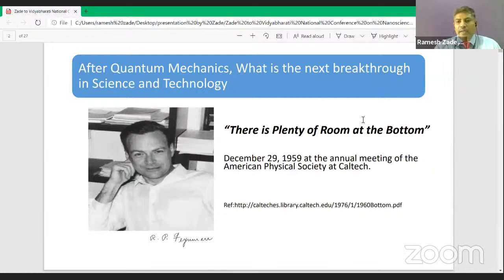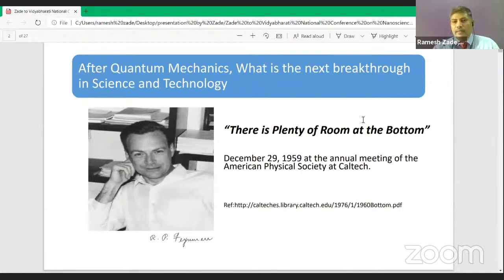On December 29, 1959, he gave a very wonderful and very prospective lecture, which takes contemporary scientists, researchers, and students into a very different gamut of science and technology, after quantum mechanics. So we can consider the emergence of nanoscience and technology a breakthrough after quantum mechanics.